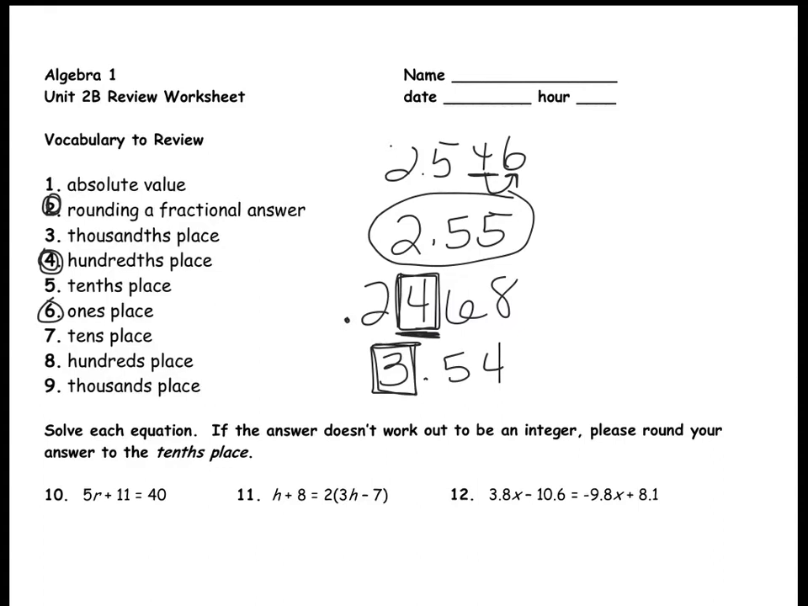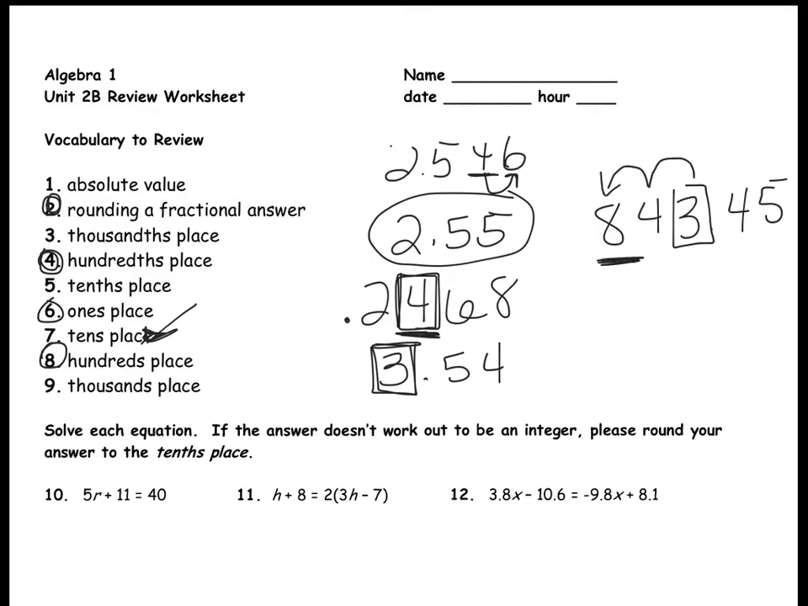So number 8. On number 8, it's asking about the hundreds place. Now be careful, it's not hundredths. It does not have a THS. So that means that it's going to be, say something like this. Here is our ones place. We go ones, tenths, hundreds. So this would be our hundreds place. And that's how we would solve number 8.